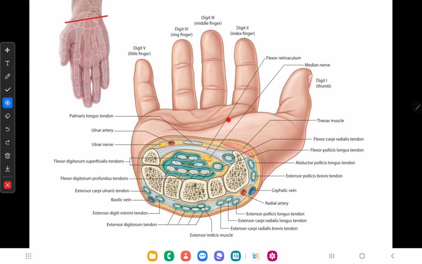But you have to remember there is no sensory impairment in the palm, because the palmar cutaneous branch is given off before it enters the carpal tunnel. So that's all about the carpal tunnel and its clinical correlation.